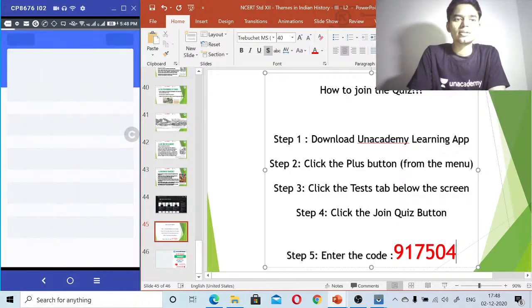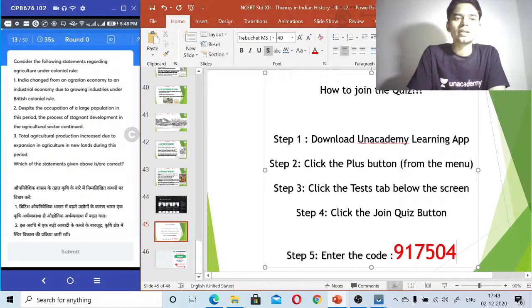Question number 13. Consider the following statements regarding agriculture under colonial rule. 1. India changed from an agrarian economy to an industrial economy due to the growing industries under British colonial rule. 2. Despite the occupation of a large population in this period, the process of stagnant development in their agriculture sector continued. 3. Total agricultural production increased due to expansion in agriculture in new lands during this period. Select the correct answer.